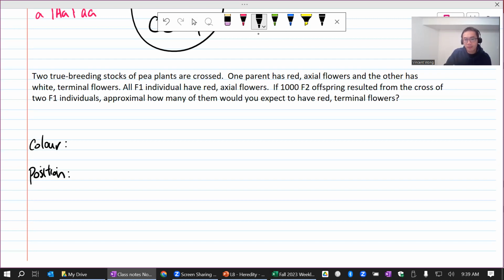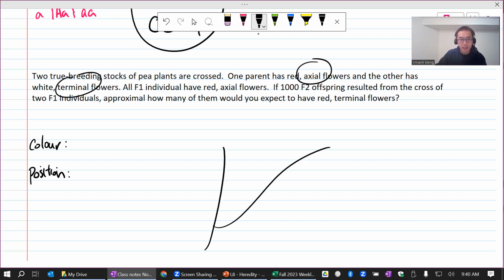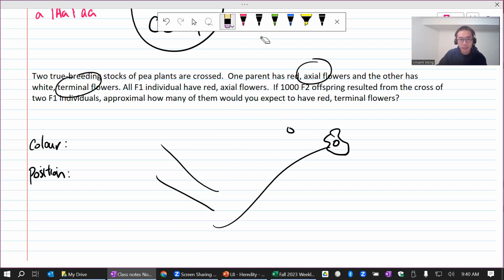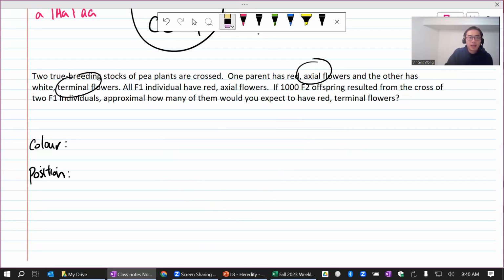I keep on saying you don't really have to know what it really means. Who cares what axial means and what terminal means? They are just 2 different traits, right? You don't have to necessarily know what they mean to do the question. But if you must know, terminal means the flowers are at the end of the plant. Axial means it is going to be just in the center here. That's the difference. Again, it doesn't really matter.